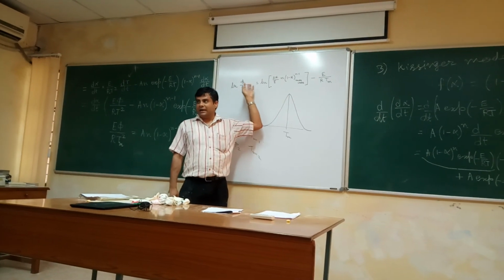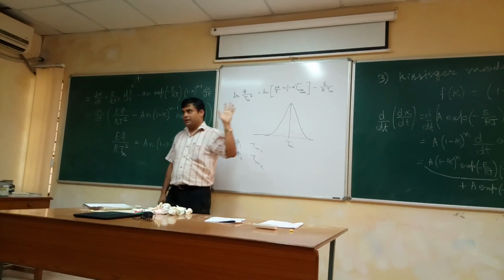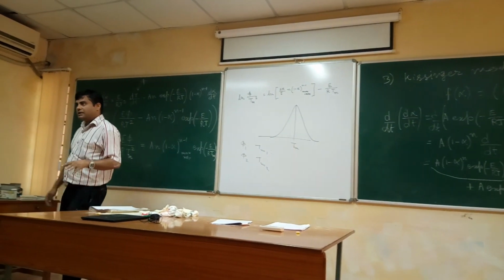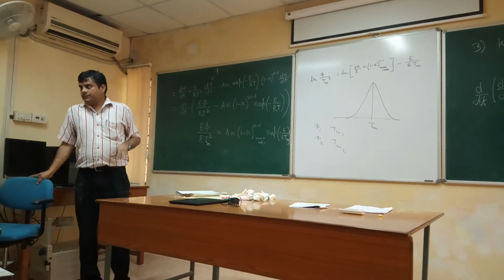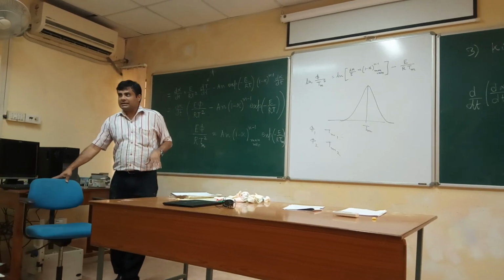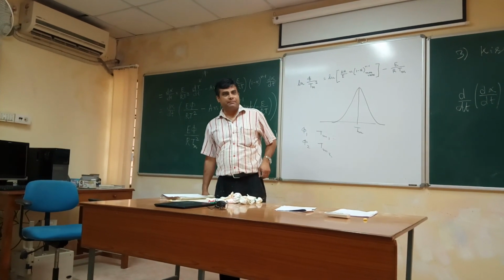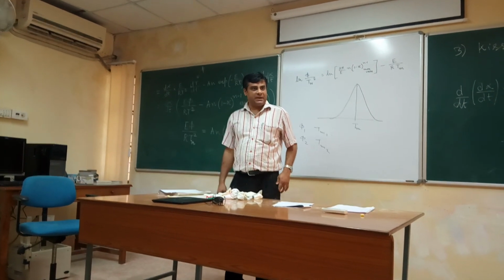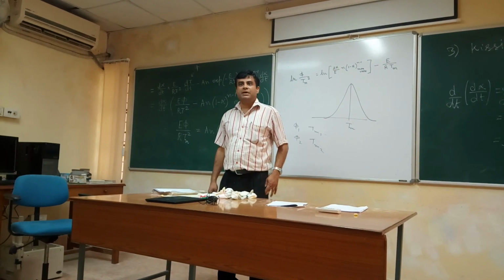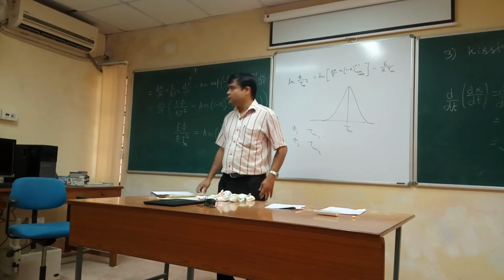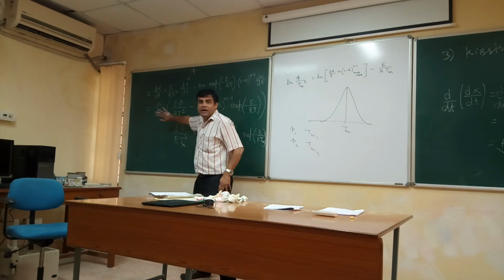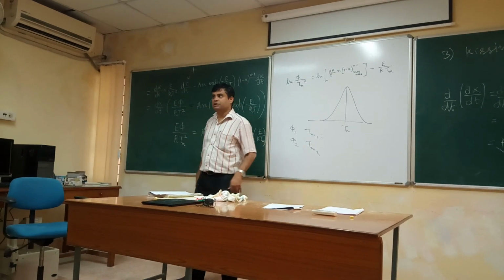And you plot ln phi over Tm square versus 1 over Tm. Tm is the peak temperature. We are assuming the peak temperature is the temperature corresponding to the maximum rate, which we got by equating this expression to 0.